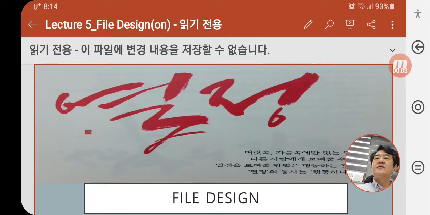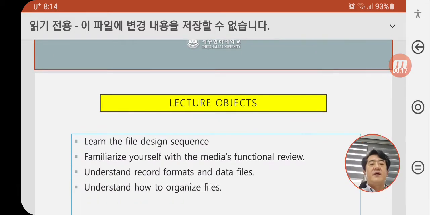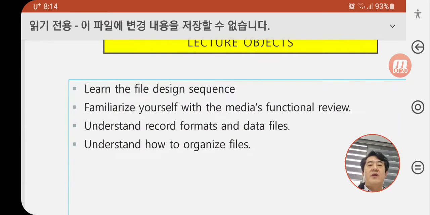I will proceed with the fifth week lectures. This week we will focus on the following topics. It's about file design. We learn the file design sequence and familiarize ourselves with the media functional review. Understand record formats and data files. Understand how to organize files.